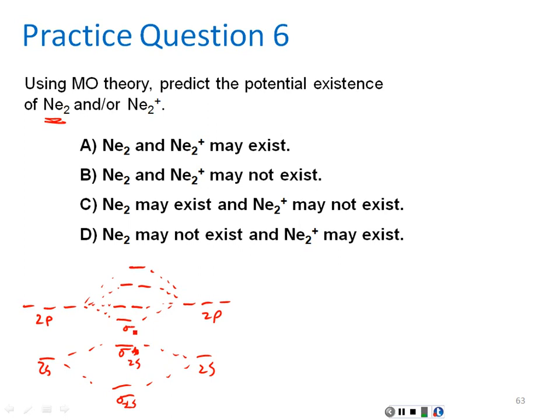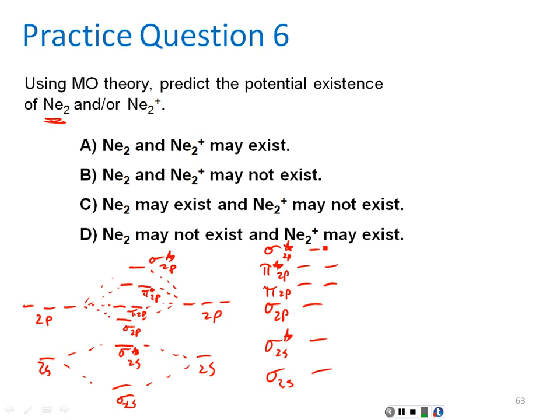So we're going to get sigma 2p, pi 2p, pi star 2p, and sigma star 2p. So this is the pattern that we have to follow for our molecular orbitals. And I'll rewrite them so they're just easier to see. Sigma 2s, sigma star 2s, sigma 2p, pi 2p, pi star 2p, sigma star 2p.